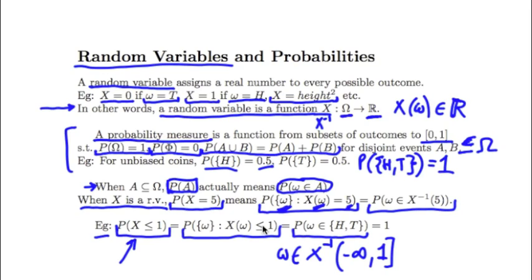Let me summarize again everything I've said on this page. A random variable is a function from omega to R. It assigns a real number to every possible outcome. A probability measure is a function from subsets of outcomes to [0, 1], such that it assigns probability 1 to the whole set, probability 0 to the null set, and the probability is additive for disjoint subsets of omega. And this is just a question of notation: what we mean when we say P of A, and what we mean when we say P of X equal to 5 or P of X less than or equal to 1.